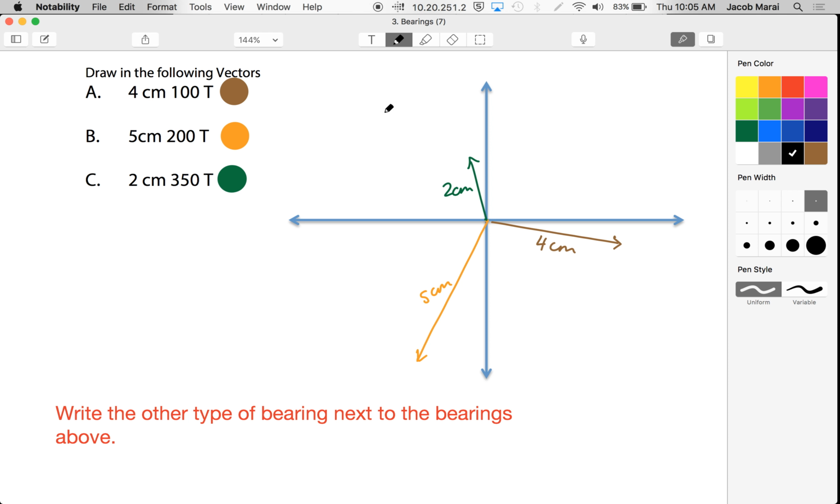So what's this guy going to be? We said it was east 10 degrees south. This one is south 20 degrees west. And this one is north 10 degrees west. Yep. Cool beans. Yes? Do we need to drawing the angles as well? No, that's alright. You don't have to. Okay. Alright, and that is it for bearings.